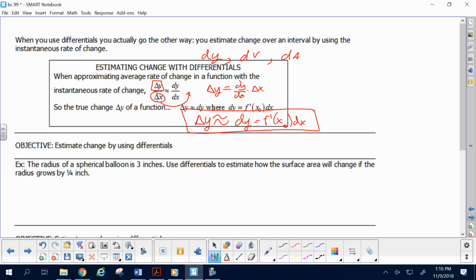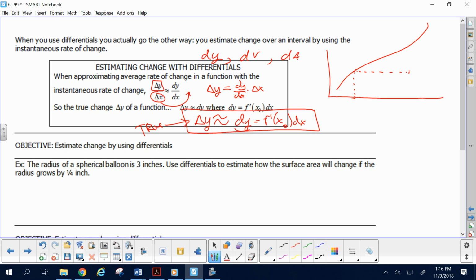This is crucial. True change is estimated by how it is changing at that instant. Now let's be clear. Unless you're talking a linear function, it is going to be an estimate. Imagine f looked like this, yeah?